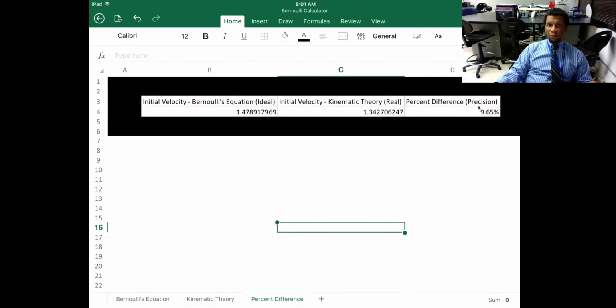This is our precision. And so we can use this theory, but when we use water, we should pretty much expect that, especially at this rate, the calculation will be off about 9.65%. Okay?